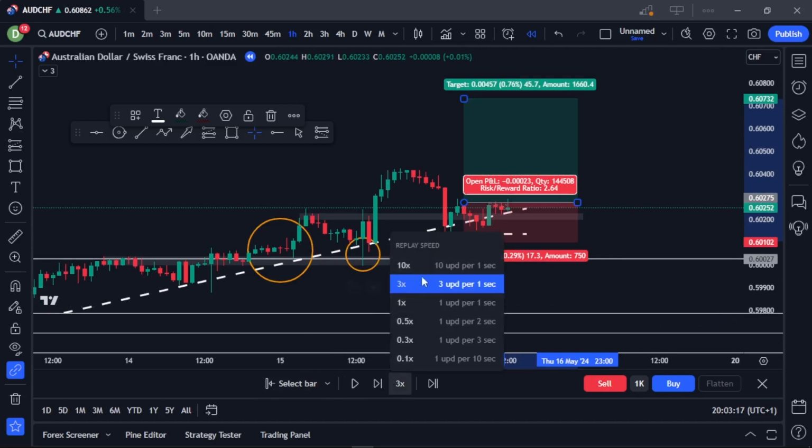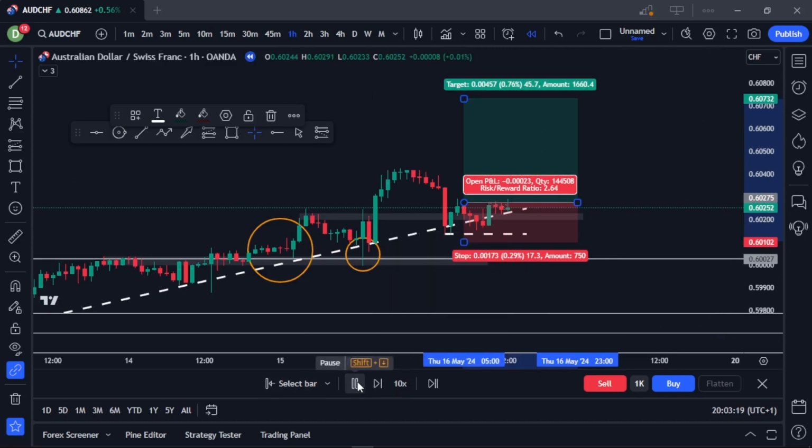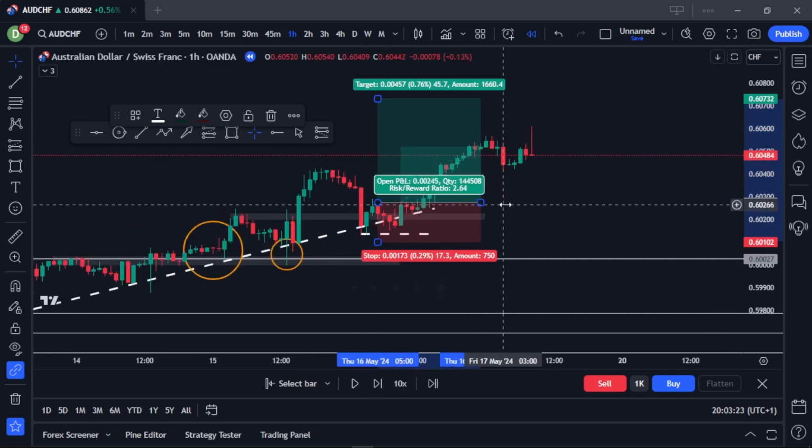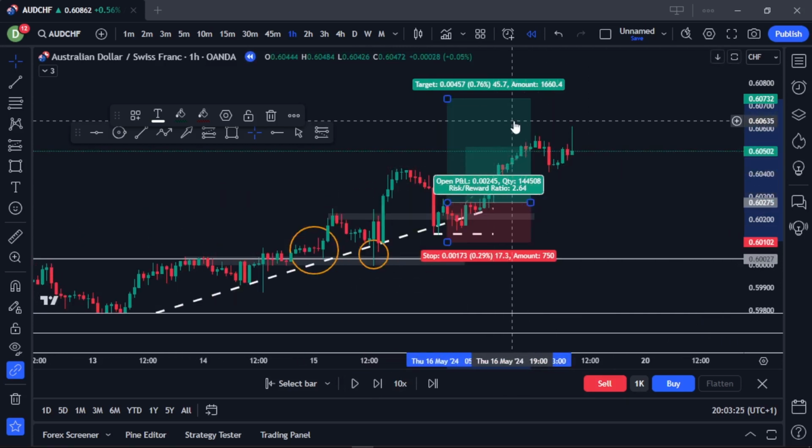We are still in this trade, so let's see exactly what the market does. It's either we hit stop loss or we'll see what the market does from here. So now let's see it go. Let's pause it first and see something. You can see we are in profit right now.